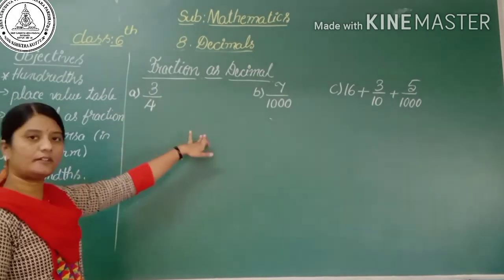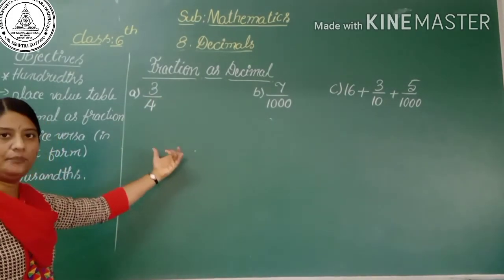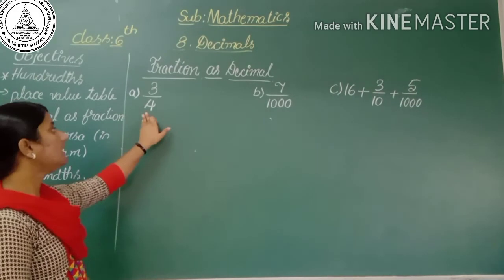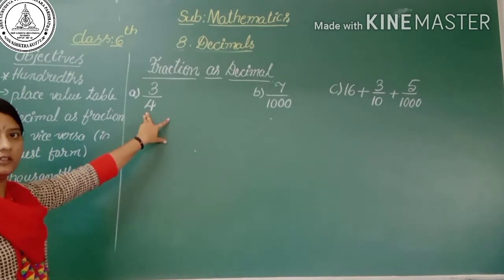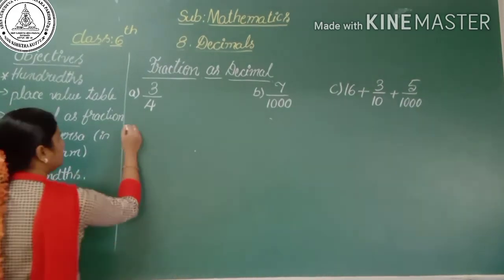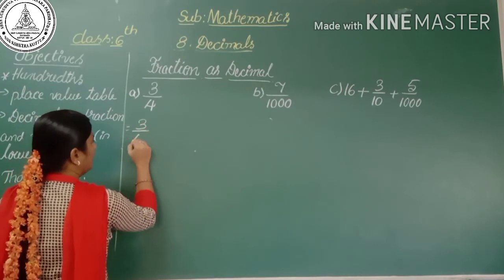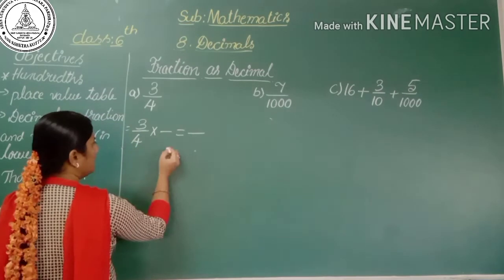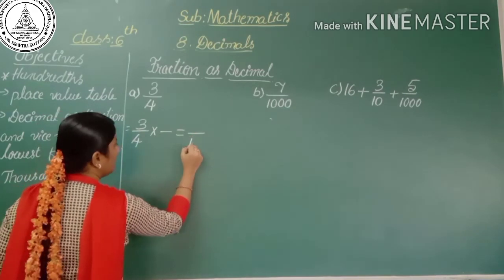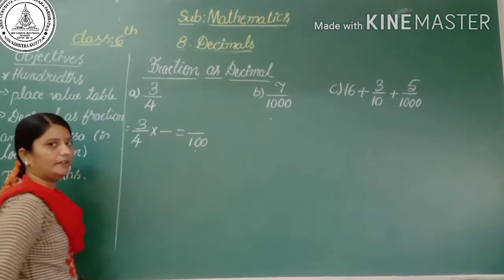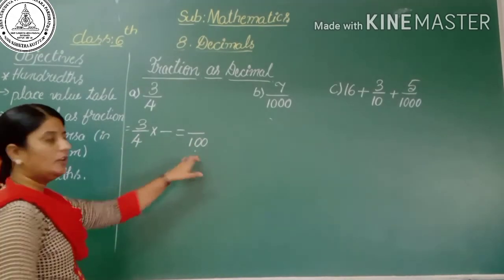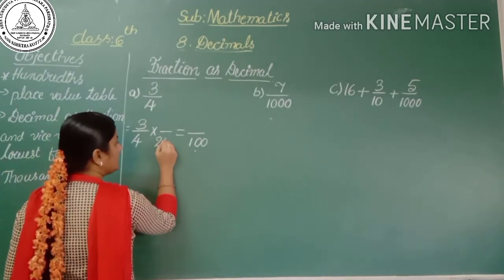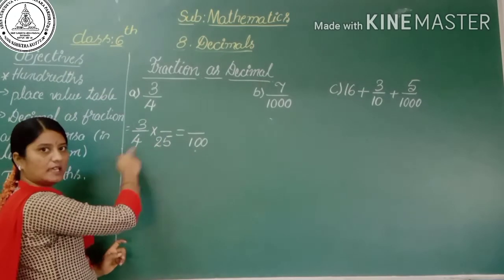For how much are 100? We know that 25 4s are 100. Right? And making the denominator 100 here. Okay? 3 by 4, multiply and divide by the same number, and here make the denominator 100. 4 how much are 100? 4 25s are 100, or 25 4s are 100.